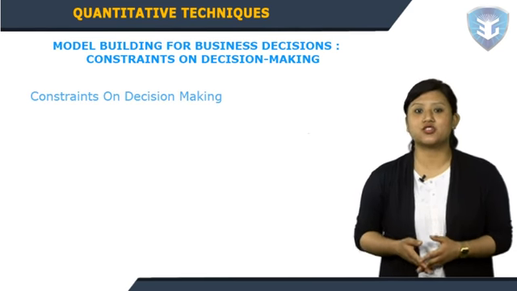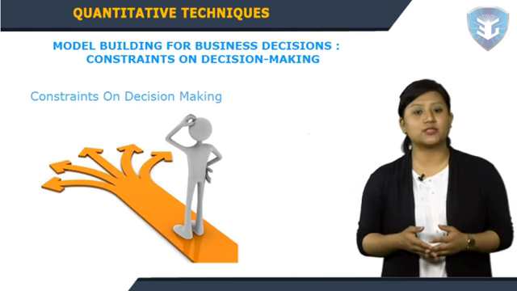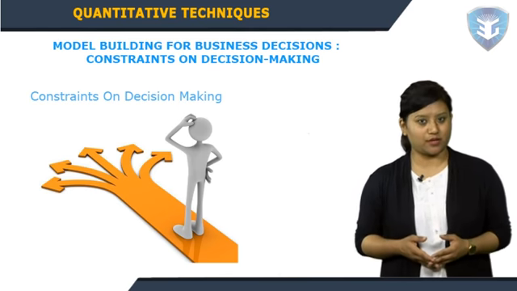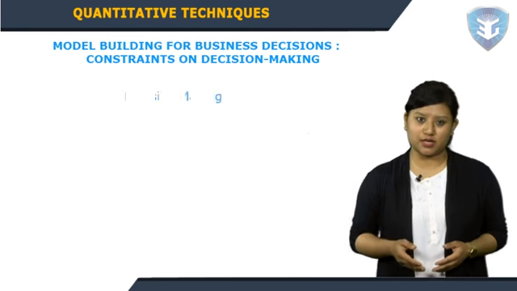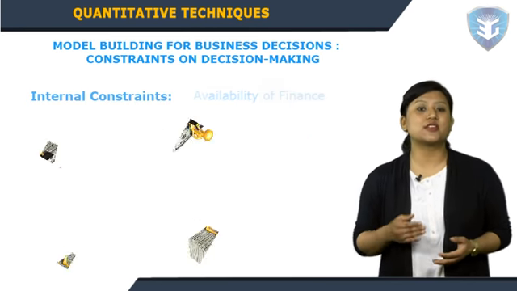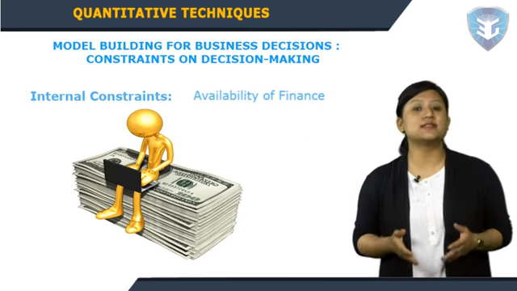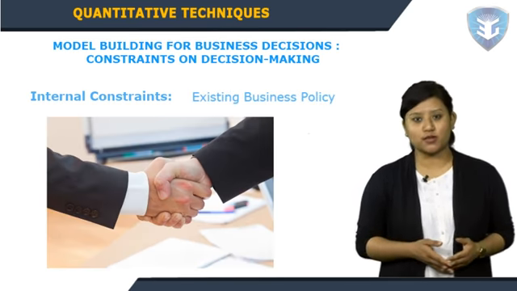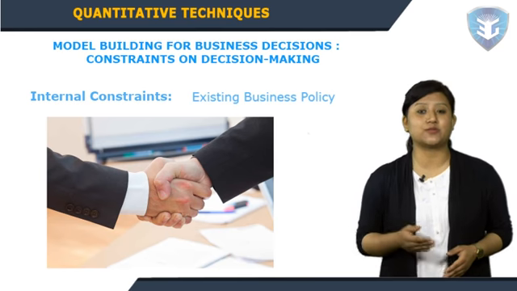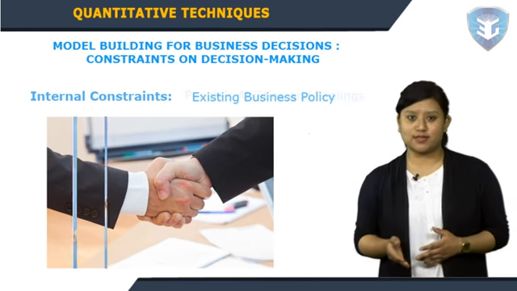Constraints on decision making. Here we will talk about constraints on decision making. Basically, there are two types of constraints that are defined in decision making. Internal constraints, which is availability of finance. Certain decisions will be rejected because they cost too much. Existing business policy. It is not always practical to rewrite business policy to accommodate one decision.